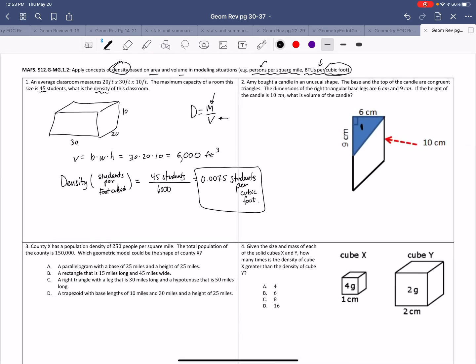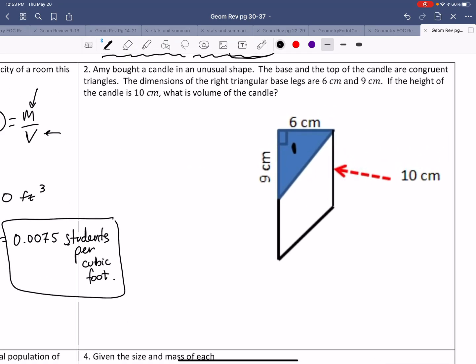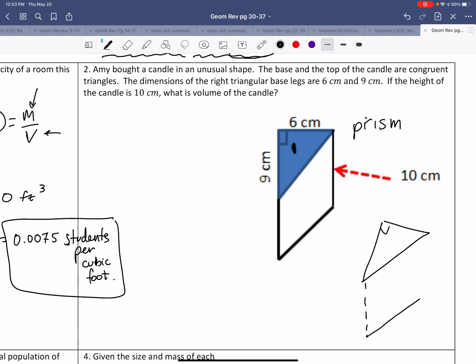Okay. Question number 2, Amy bought a candle in a very unusual shape. The base and the top of the candle are congruent triangles. Okay, so that means it has to be a prism. So the top is some type of a right triangle, and the bottom is some type of a right triangle, and they're the same. Right? So the top and the bottom are the same. The dimensions of the right triangular base are 6.